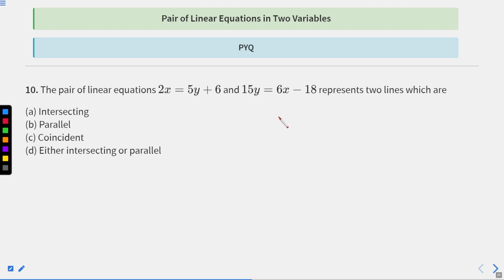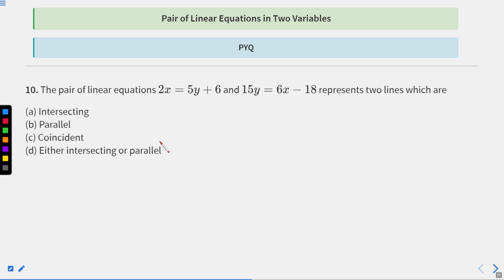So in question number 10, we have been given this pair of linear equations, and here we have to check the pair of linear equations. How can we graphically represent this pair of linear equations? Okay, so the pair of linear equations represents two lines which are either intersecting, parallel, or coincident. That we have to check.